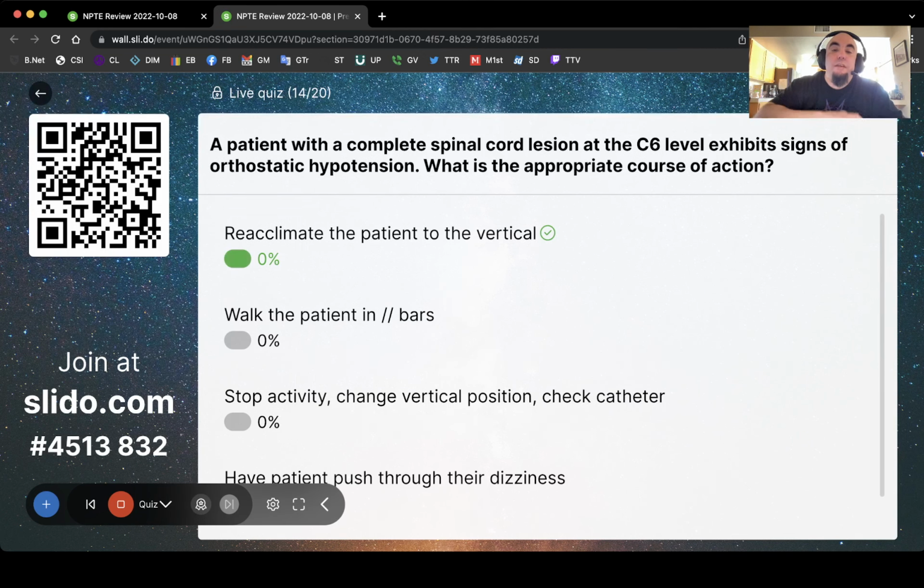And the proper answer here is reacclimate the patient to the vertical. Right? We want the patient to be acclimated to going vertical at this point.